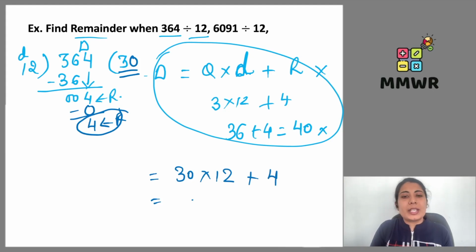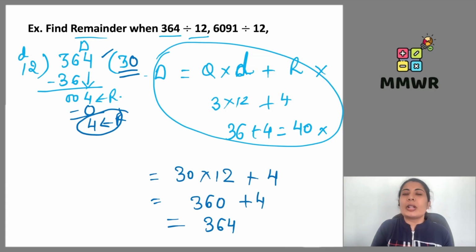Let's check whether we are getting the same number or not. So 360 plus 4 gives me 364, and we exactly got the same number here. The dividend was 364. Okay, so here also we have 364. I hope it's clear till here. 4 is the remainder. Let's move to another example.